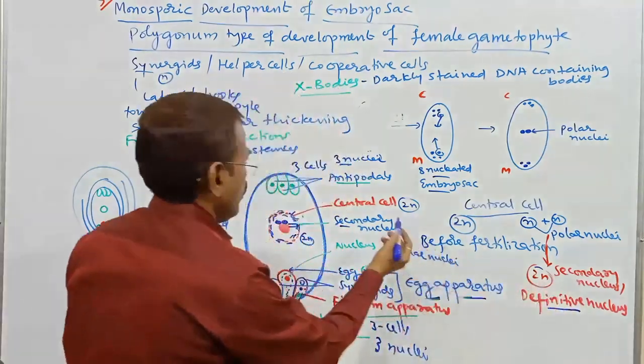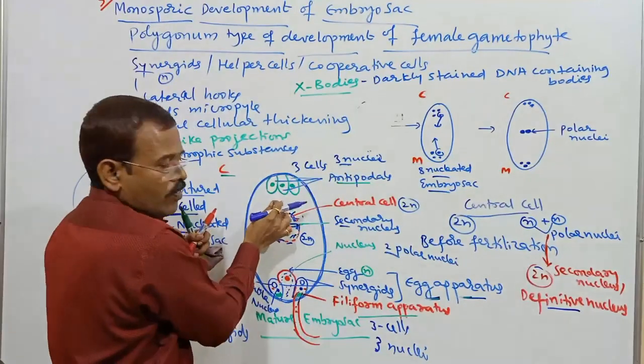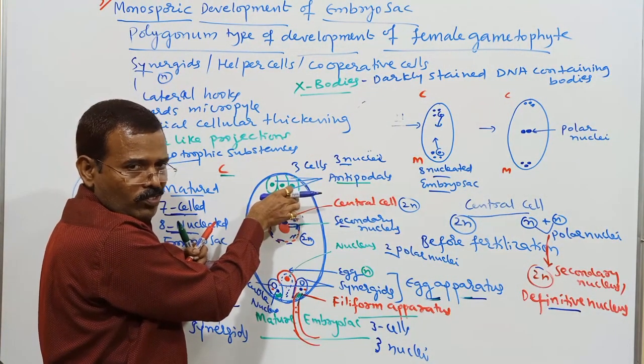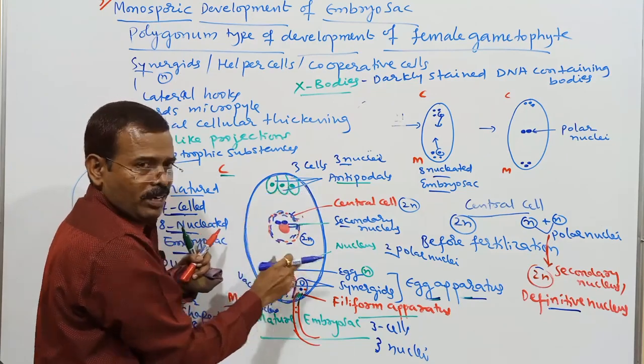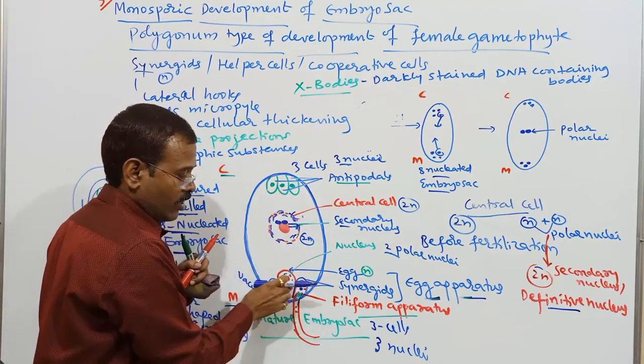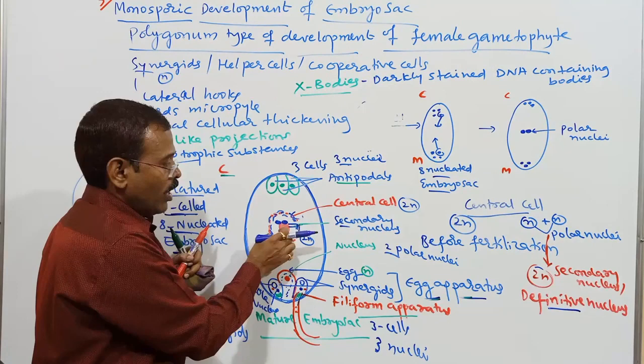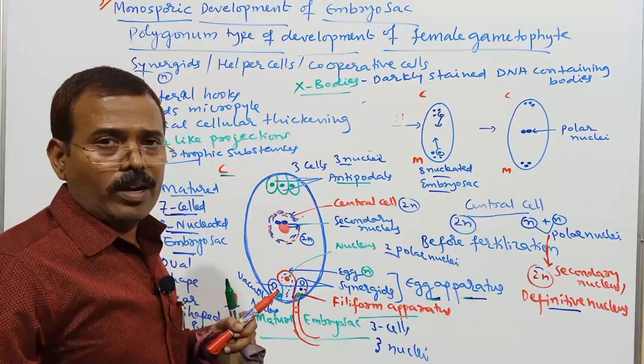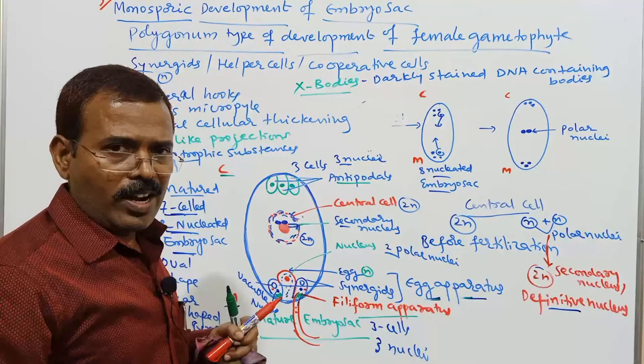So what happens here finally? There will be appearance of the cell wall and these cells: antipodals, 3 towards the chalazal end, and the egg apparatus containing 1 egg and 2 synergids towards the micropyle, and 1 central cell containing 2 polar nuclei. Secondary nucleus will be there in the center.